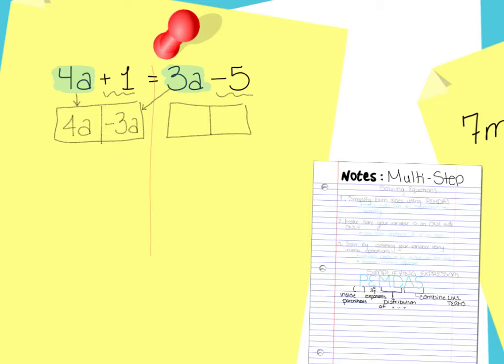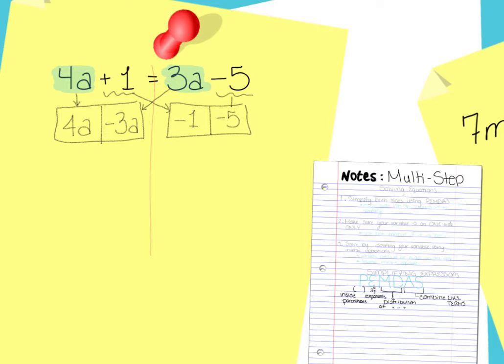Remember, we're combining like terms. Terms are always added or subtracted. My negative 5 also stays on its own side, so there I'm going to write negative 5. And then my 1 crosses the line, so it becomes the opposite, which is a negative 1. Now this is negative 1 minus 5.